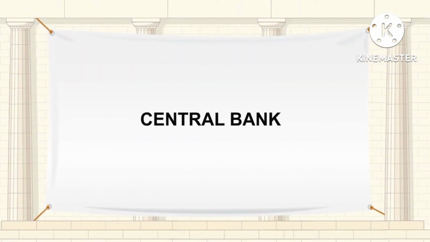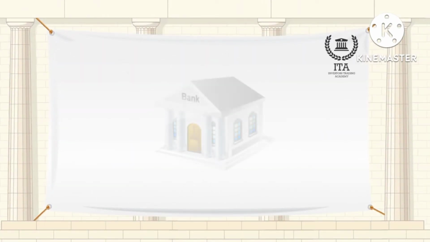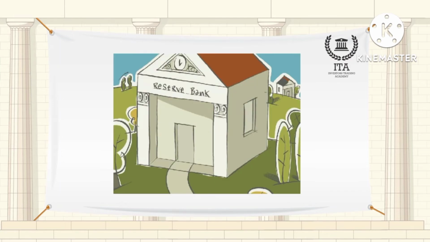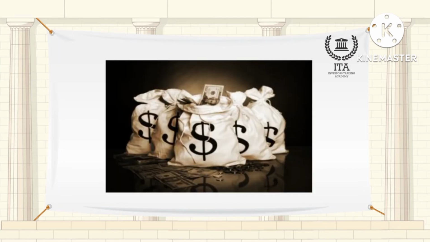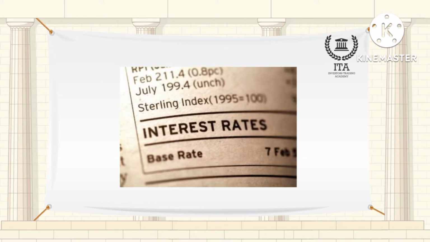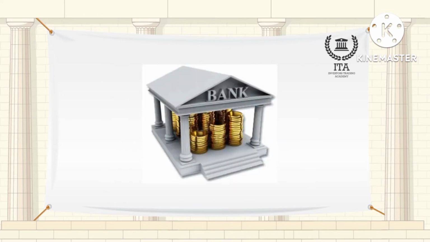A central bank: every country has a central bank. In the US, it is the Federal Reserve. In the UK, it is the Bank of England. And for Europe, it is the European Central Bank. The primary function of the central bank is to manage the nation's money supply through duties such as managing interest rates, setting the reserve requirements, and acting as a lender of last resort to the banking sector during times of bank insolvency or financial crisis.